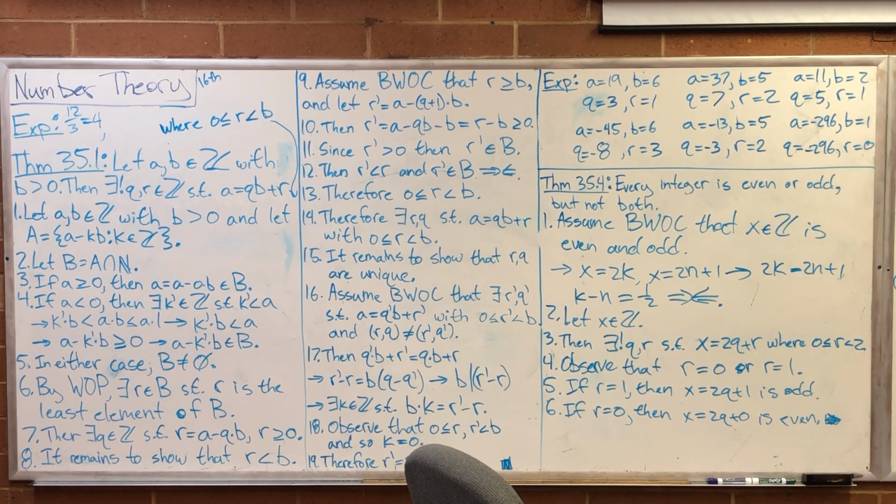3. What's the quotient when you divide 19 by 6? 3. What's 19 mod 6? 1. What's 37 div 5? 7. And what's the mod? 2. 5. 1. Anyone confused how people are getting these numbers? Does it feel magical in any way?